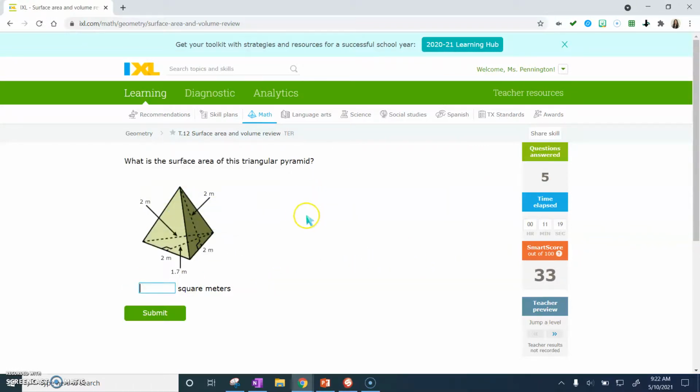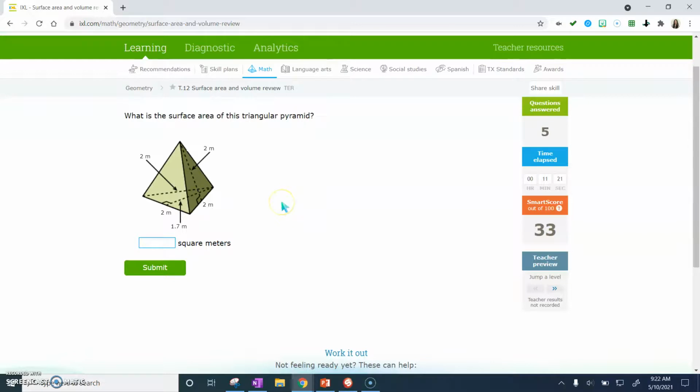All right. What is the surface area of this triangular pyramid? Okay, so surface area of a triangular pyramid, I need to look at my formula sheet. And for a pyramid, it says surface area is perimeter times slant height over 2 plus big B. All right, so I need to find the perimeter of my base. Looks like 2 plus 2 plus 2, which is 6. So my perimeter is 6. My slant height starts at the tip, goes down to the base. Looks like it's also 2. So my slant height is 2.